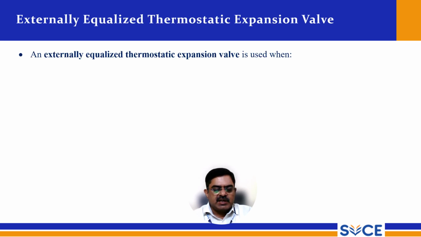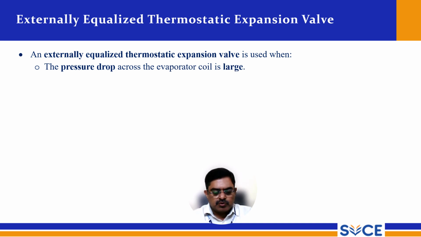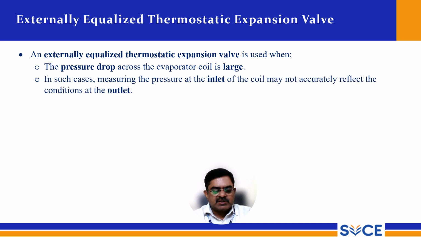Externally equalized thermostatic expansion valve. The externally equalized thermostatic expansion valve is used when the pressure drop across the evaporator coil is large. In this case it is widely used. In such cases, measuring the pressure at the inlet of the coil may not accurately reflect the conditions at the outlet.